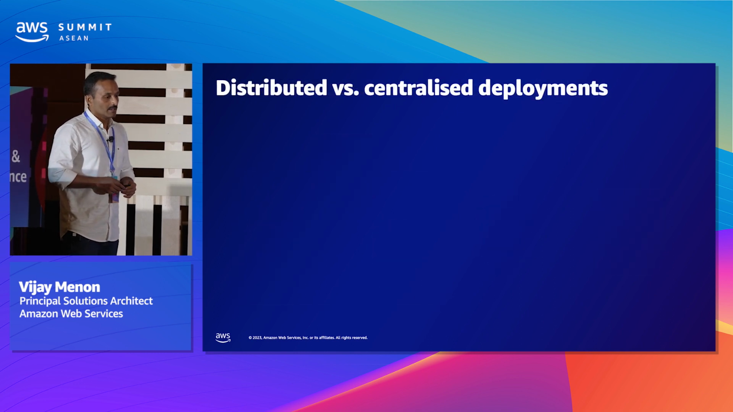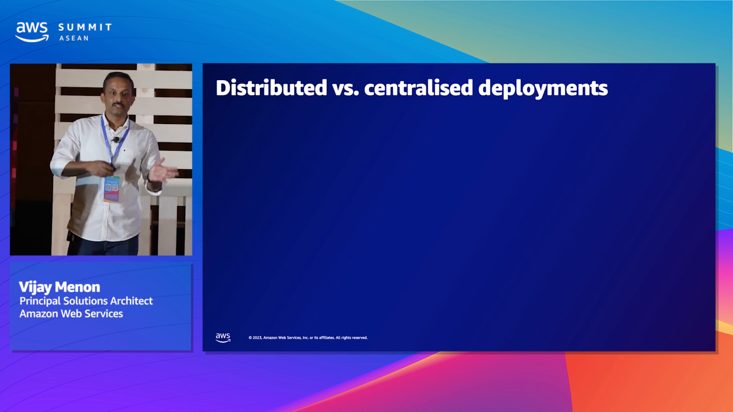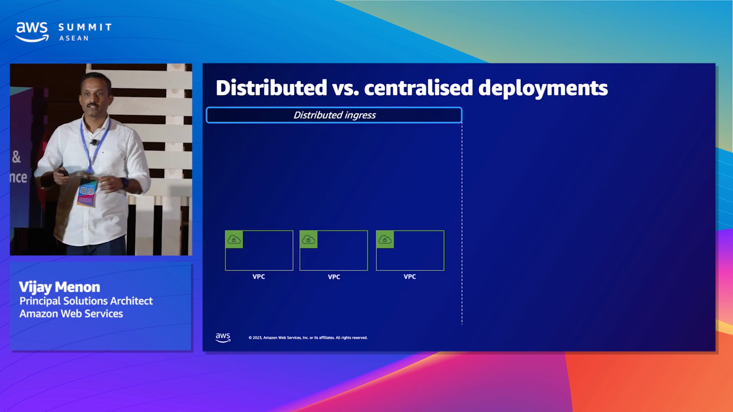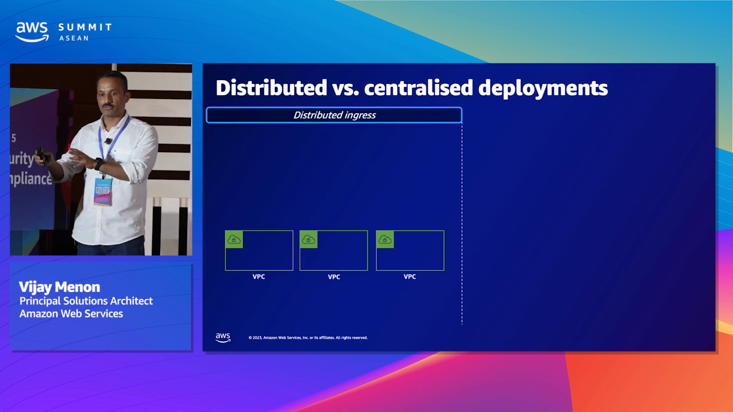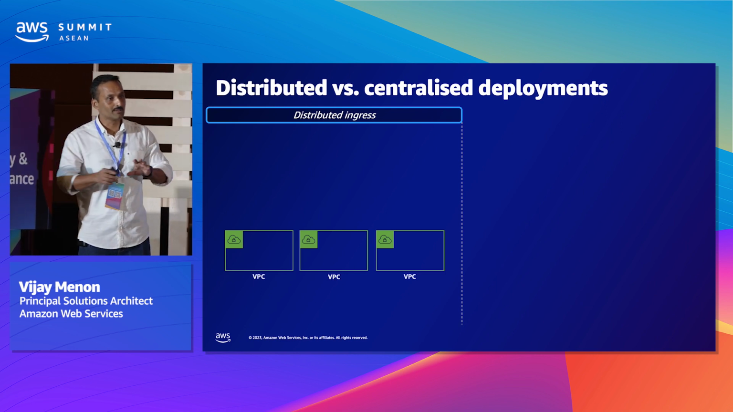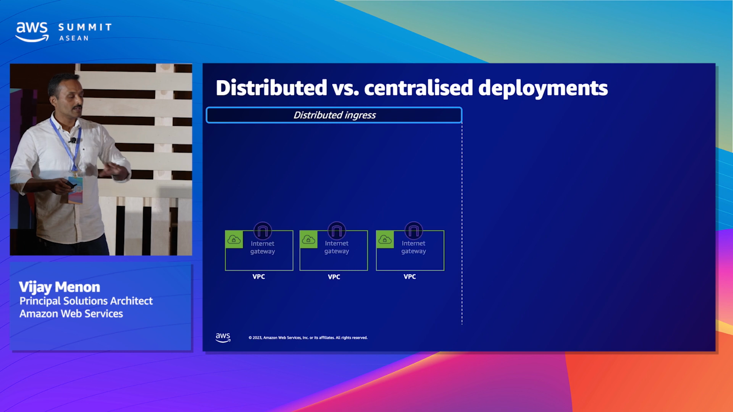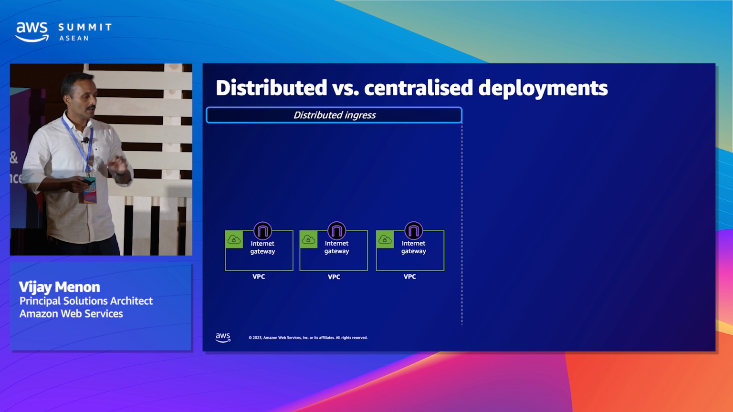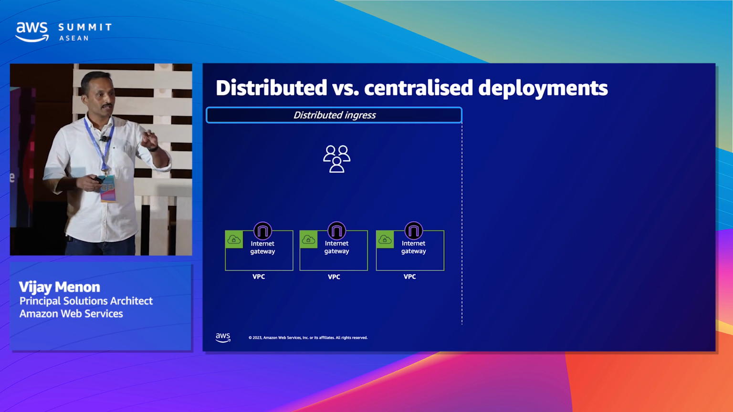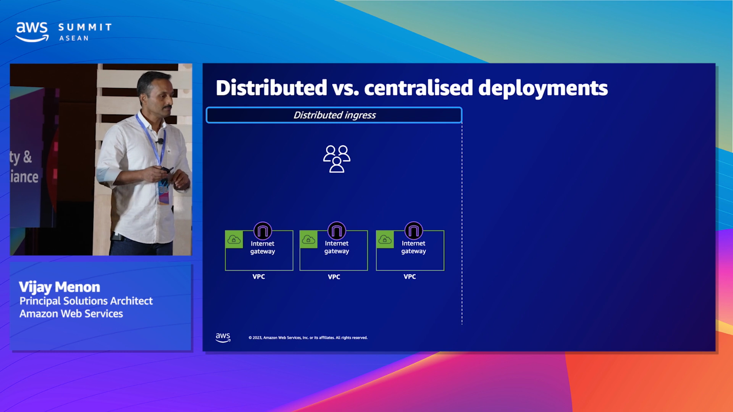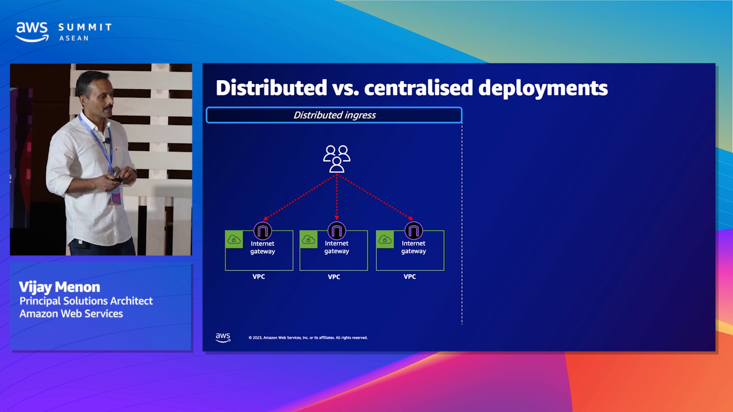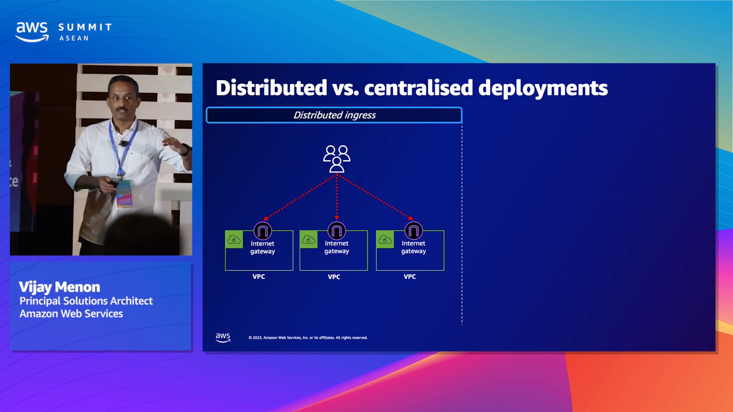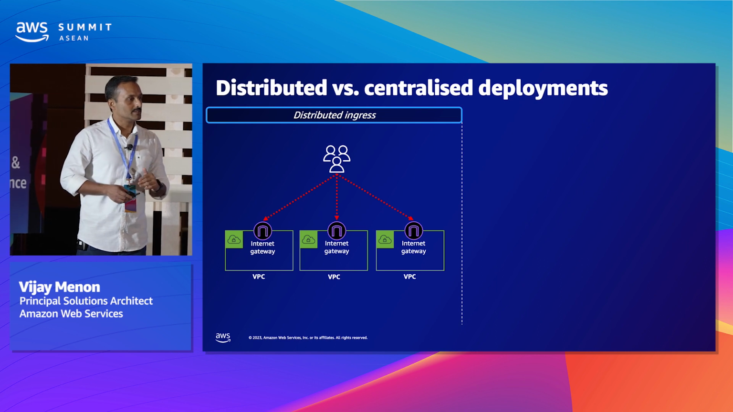Right? So let's look at what we mean when we say distributed versus centralized Ingress deployments. When we say distributed, what it means is that your applications are running in their individual environments like VPCs. Multiple applications are running in multiple VPCs, and each of these VPCs has its own individual internet gateway. That means path to the internet. And you deploy your security layer in each of these VPCs separately. And when the users are accessing it from internet, they access it through each individual VPC internet gateway and go through the security layer you have deployed in each of these VPCs.